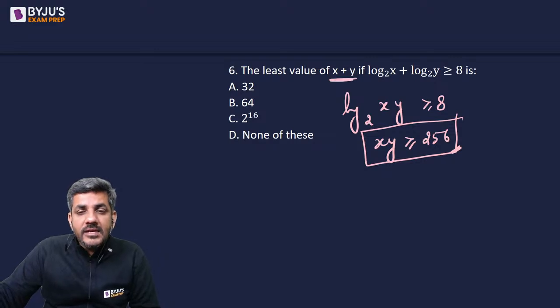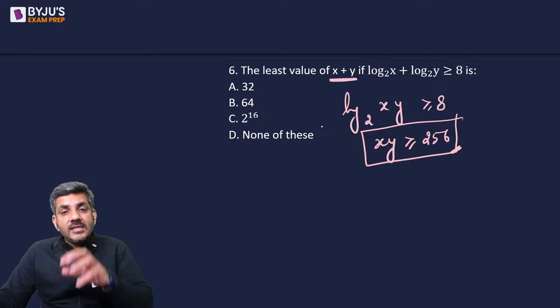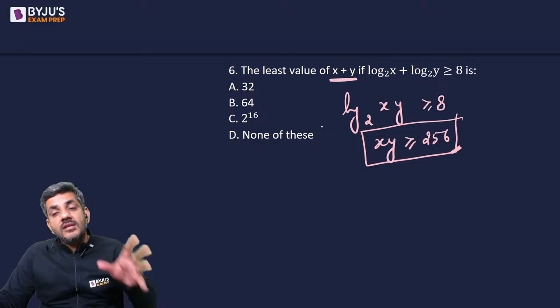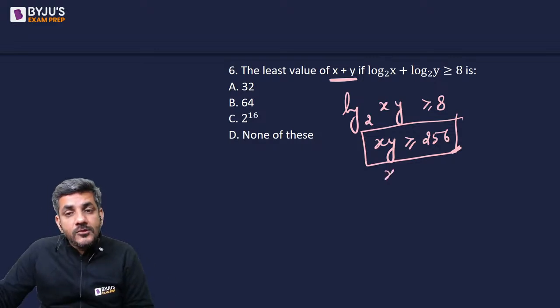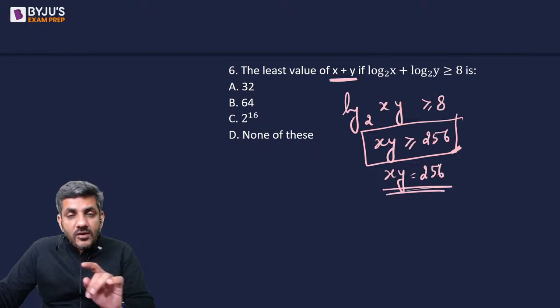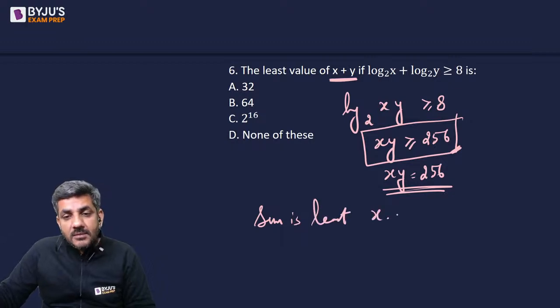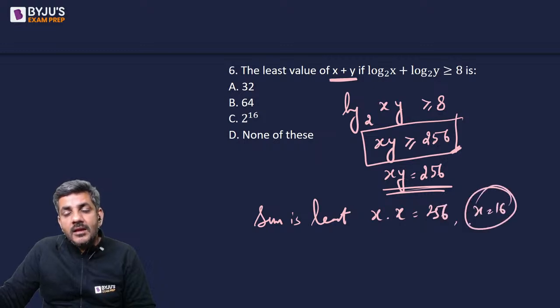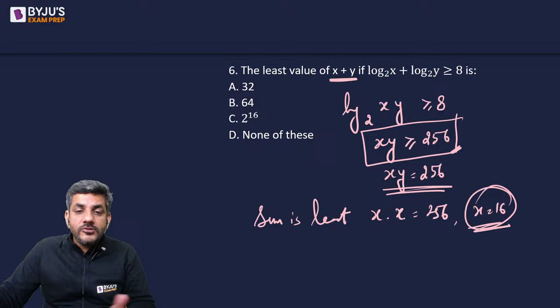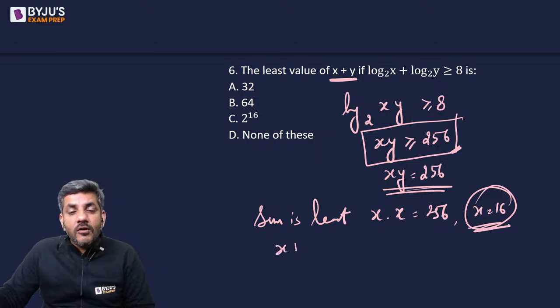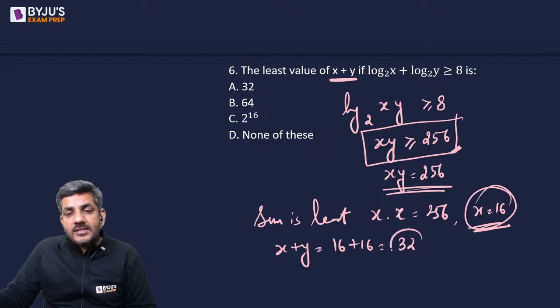We have to find the least value of x plus y. Can I say the least value of x plus y would be there when least value of xy would be there? तो xy की वैल्यू कम से कम क्या होगी 256. And if product of two numbers is given, their sum is least when they are equal. That means अगर मैं दोनों को equal रख दूंगा तो दोनों की वैल्यू मेरे पास 16 आ जाएगी. X is equal to 16, y is also 16. So the least value of x plus y is 16 plus 16, that is equal to 32.